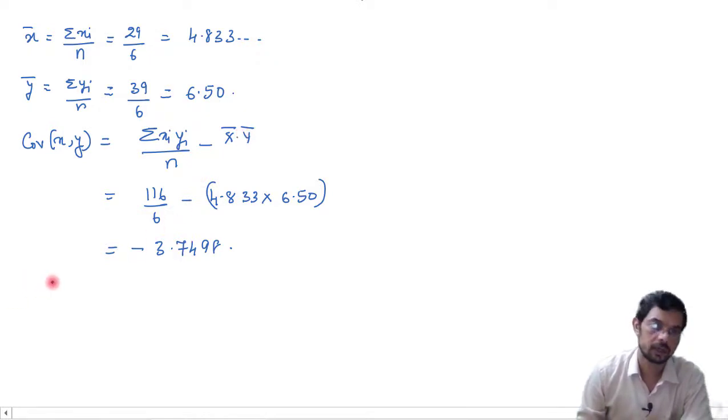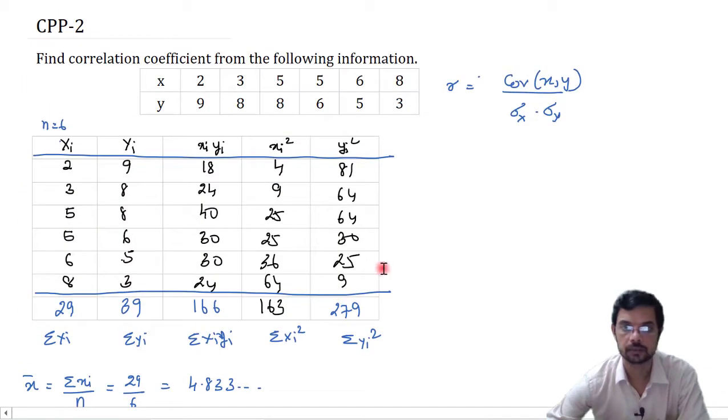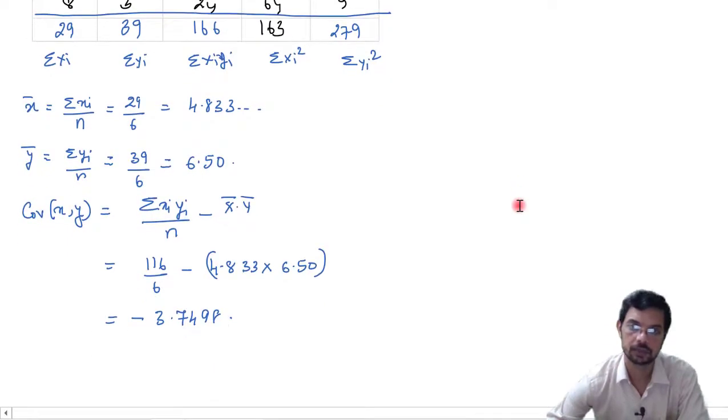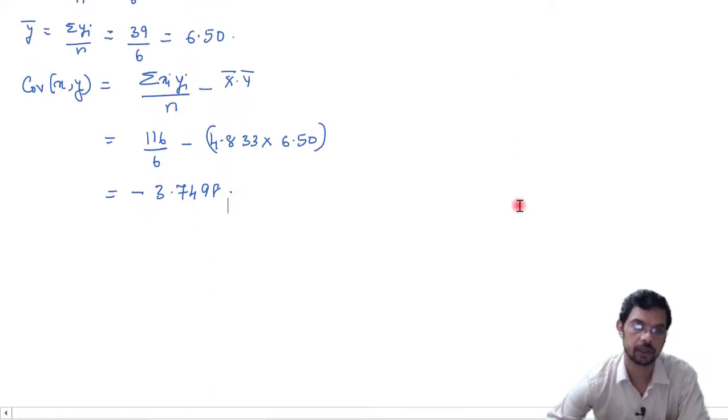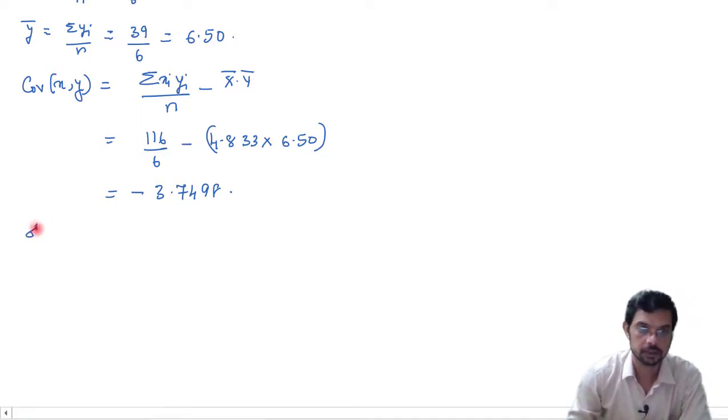Now what we need to find is the standard deviation of x, because we have the formula to find the correlation coefficient as covariance of xy divided by sigma x into sigma y. So now what is left is standard deviation of x and standard deviation of y. So let us find out standard deviation of x and standard deviation of y. Okay, so that is sigma x. How to find sigma x? Sigma x will be equal to the root of sigma xi square divided by n minus x bar square.